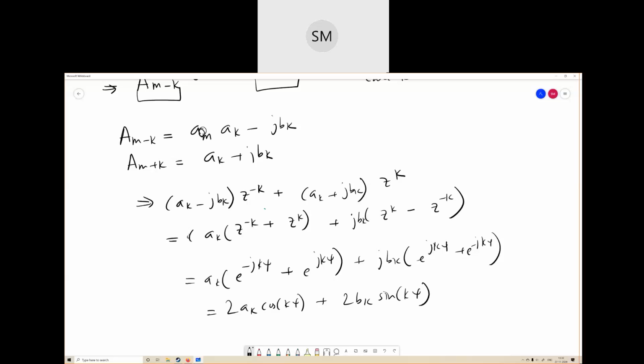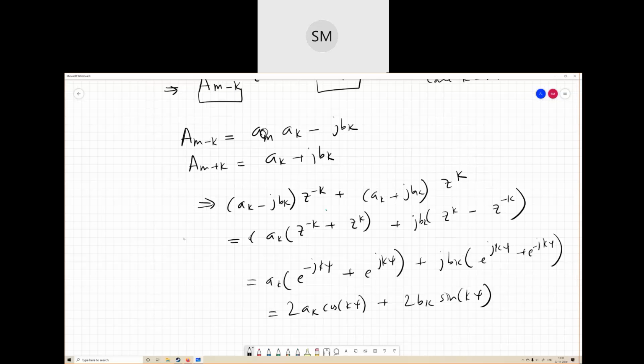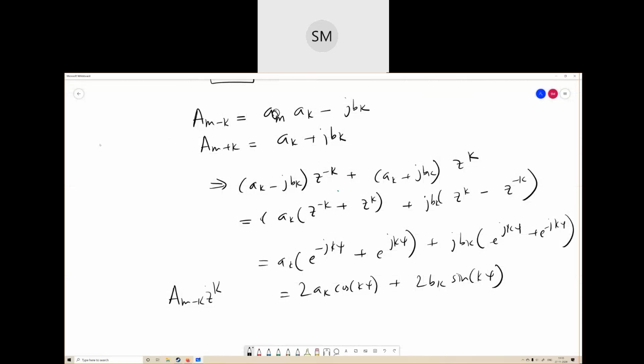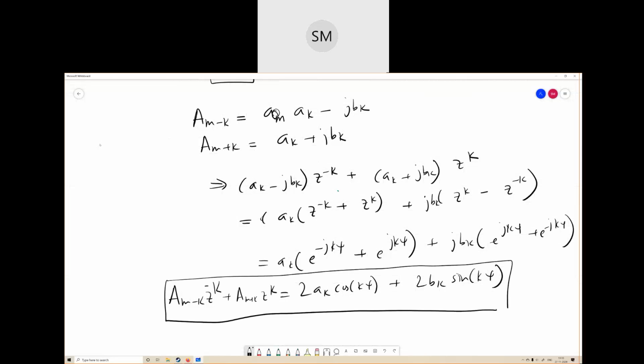Can we write this? So this expression a to the power of m minus k z to the power of minus k plus a to the power of m plus k z to the power of k can be written in this form or not. Is it okay? Just see this derivation, nothing else. Just see the black derivation. You can ignore whatever was before. Is it okay? Can we write it in this form?